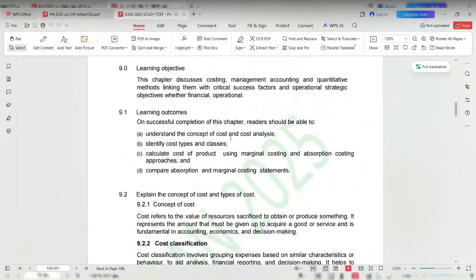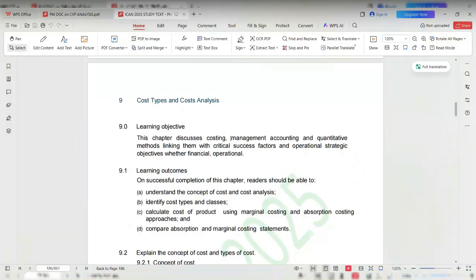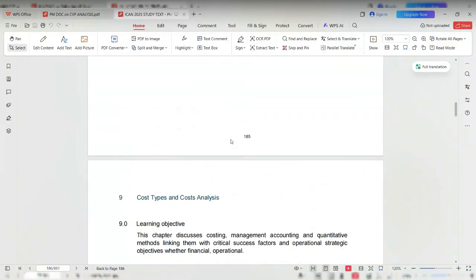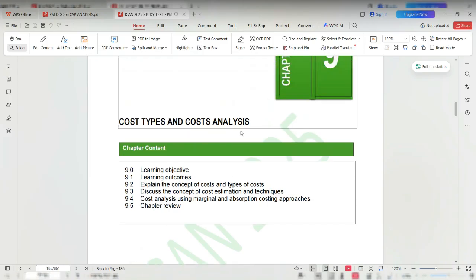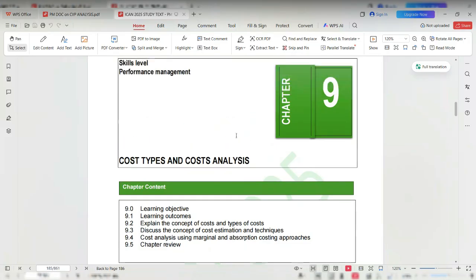So we'll be continuing today's topic on PM or MA, PM/MA. We'll be continuing from where we stopped the last time. We actually dealt with chapter 1 and 2 last class. So we have left chapter 3, chapter 4, chapter 5, chapter 6, chapter 7, chapter 8. We will revisit it later.